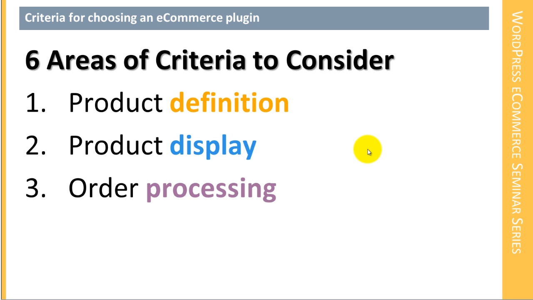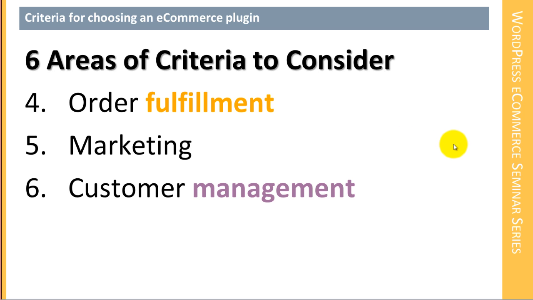You have the definition of a product. You have the way in which products are displayed. You have the order processing ability. You have order fulfillment and order fulfillment management. You have marketing criteria, and then you have customer management. Those are really the 6 main areas that you need to consider in terms of what you want to do versus what your plugin can do when trying to choose the plugin.